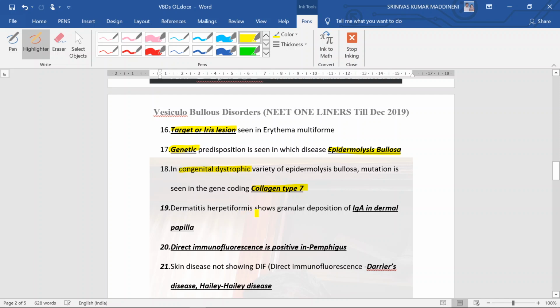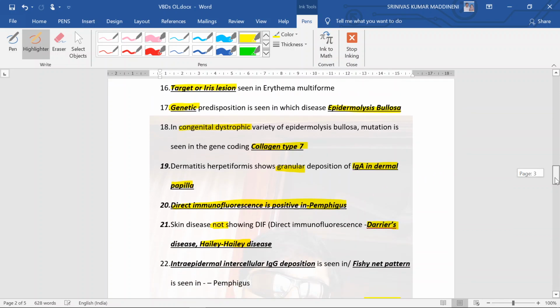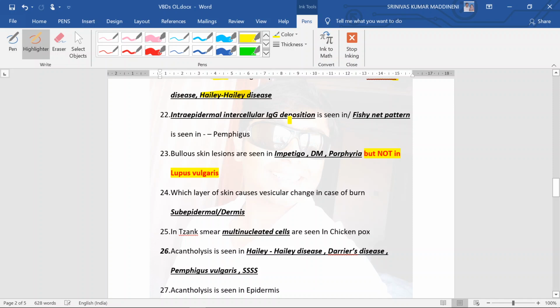Dermatitis herpetiformis, DH, shows granular deposition of IgA in the dermal papilla. Direct immunofluorescence is positive in the pemphigus group of disorders. Skin diseases not showing direct immunofluorescence are Darier disease and Hailey-Hailey disease. So DIF will be negative in these diseases. Intraepidermal intercellular IgG deposition is seen in a fishnet pattern in pemphigus.